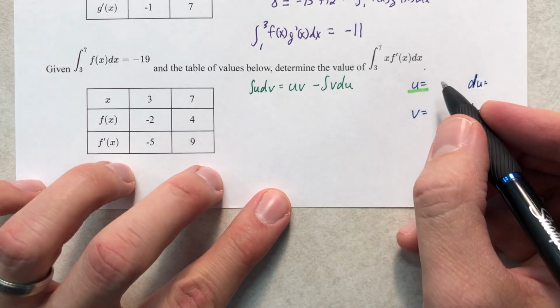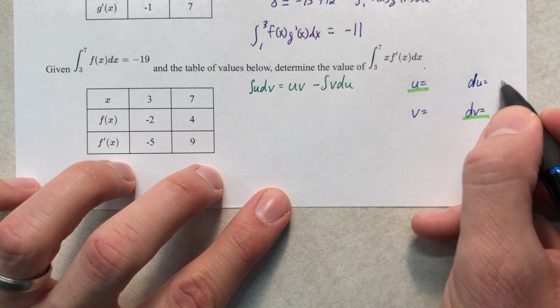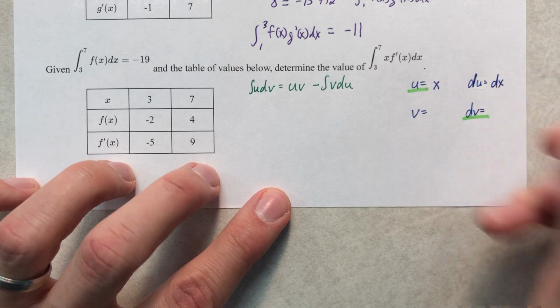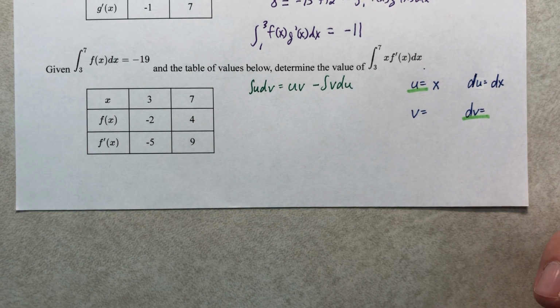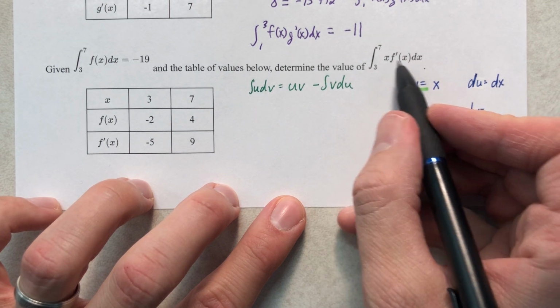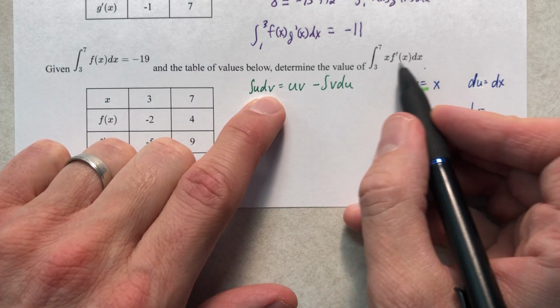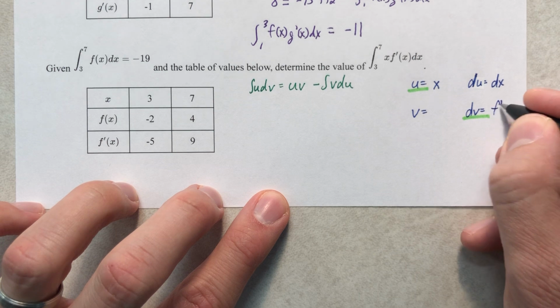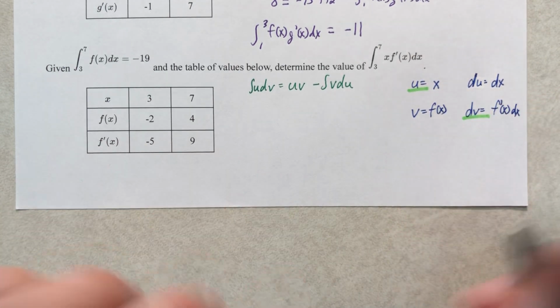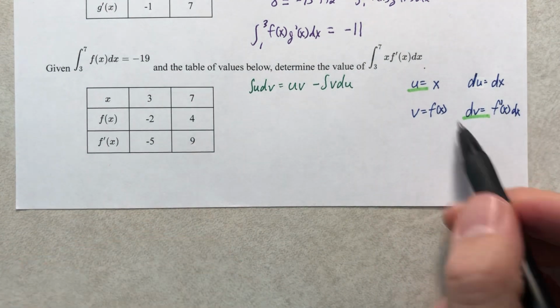U is the thing that gets simpler. If I take the derivative of f prime, I get f double prime. Don't play that game. That's just x. Then the derivative of that is 1 dx. Well, if I have x being u, then dv is f prime of x dx. So the integral of f prime of x dx is just f of x. Okay, so we have identified the parts.